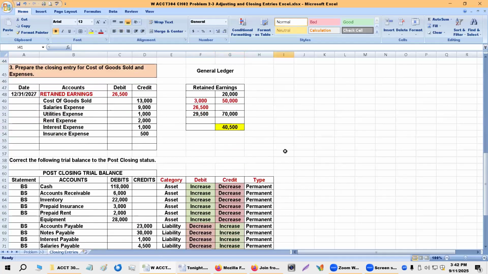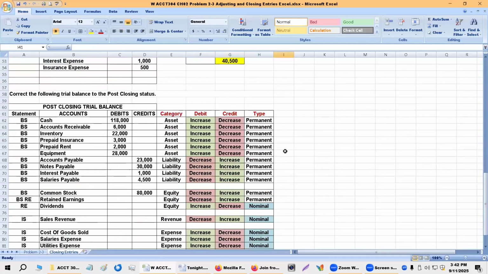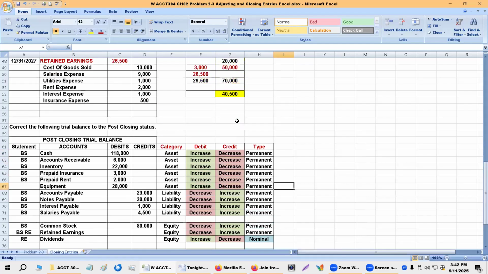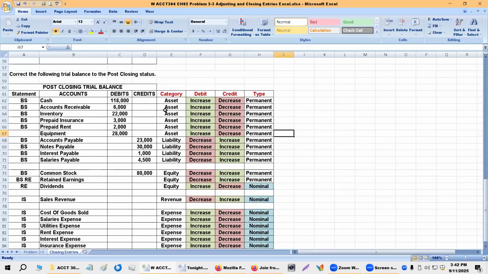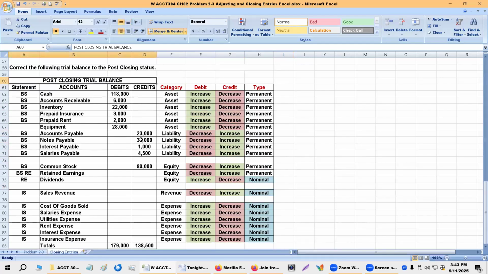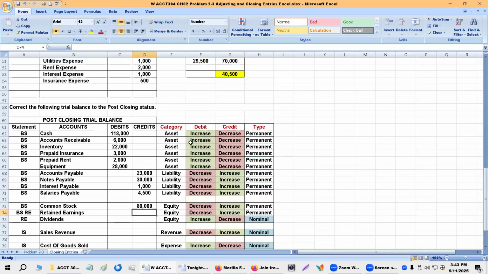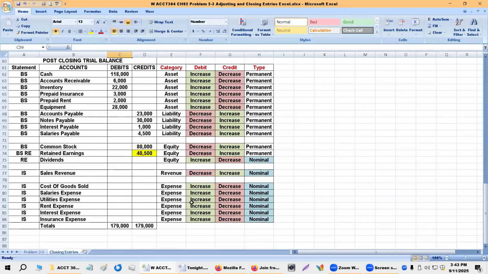Okay, so down here we have the post-closing trial balance. So this is after we do the closing, and we still need one number. We obviously are not balanced out here. And we need those retained earnings. And that's going to be this number here. Hopefully we'll be in balance. We are.